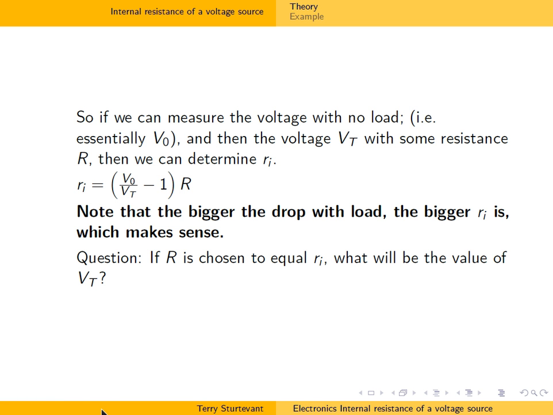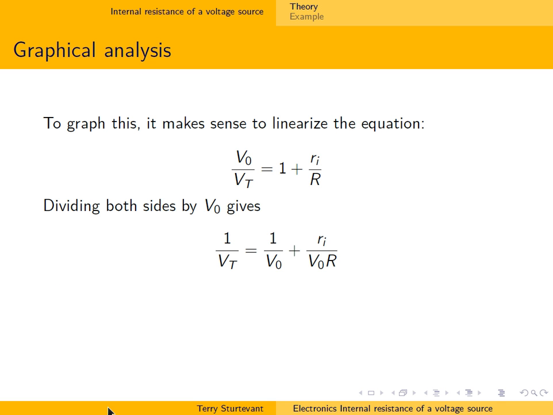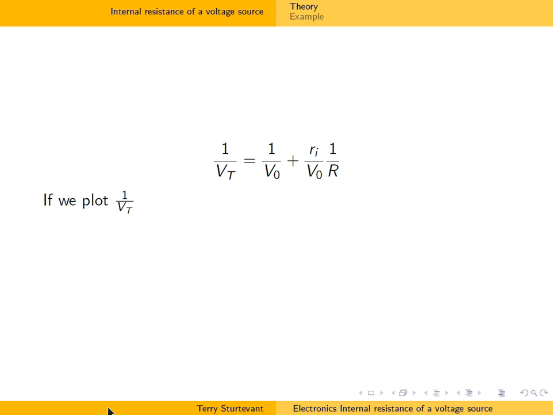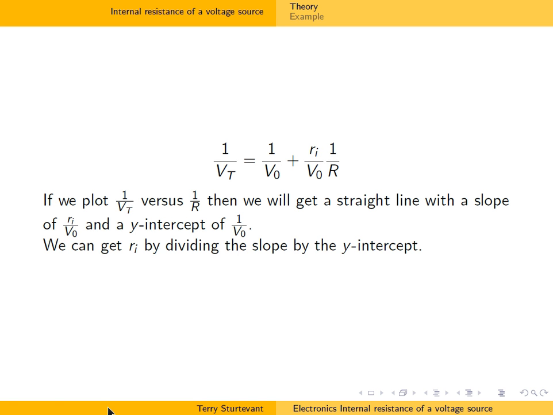So here's a question. If R is chosen to equal the internal resistance, what will be the value of VT? This is important, so think about that. If we graph this, we can show the results. First of all, we want to linearize the equation. If we take this equation and divide both sides by V0, then we get this. And we can rearrange that slightly, so we get this. If we plot 1 over VT versus 1 over R, then we'll get a straight line with a slope of RI over V0 and a y-intercept of 1 over V0. So we can get RI by dividing the slope by the y-intercept.